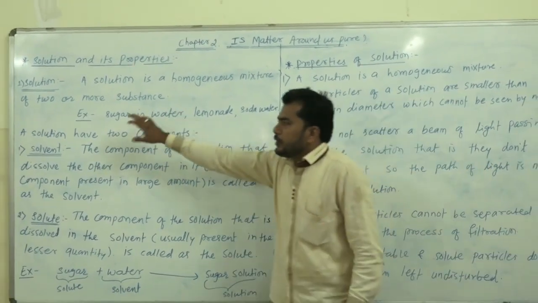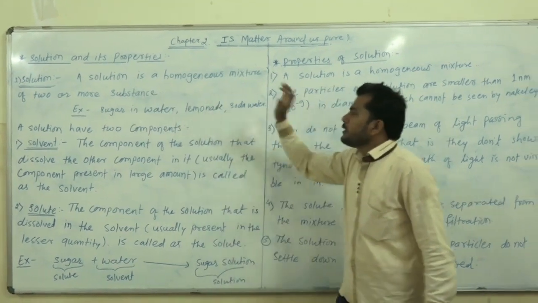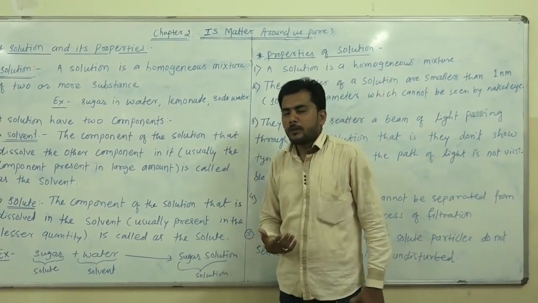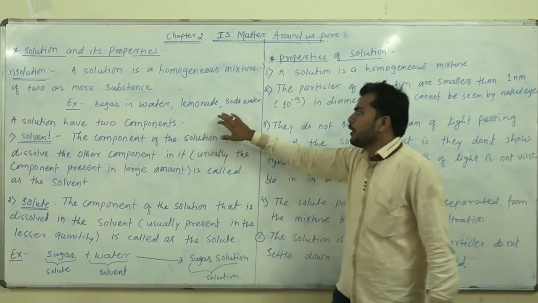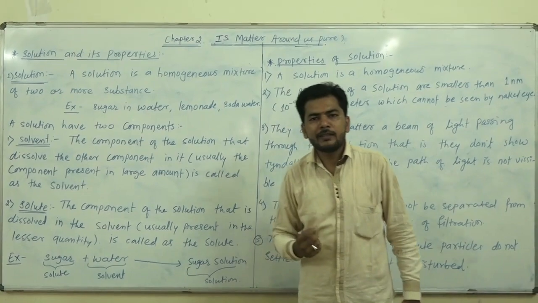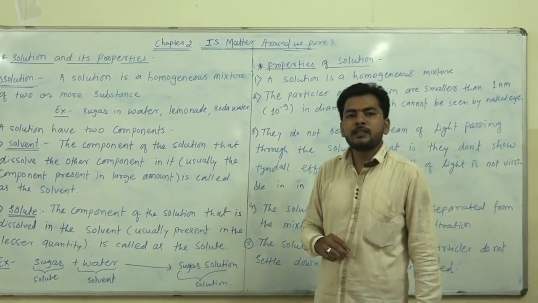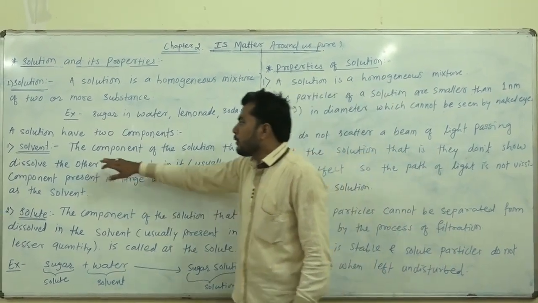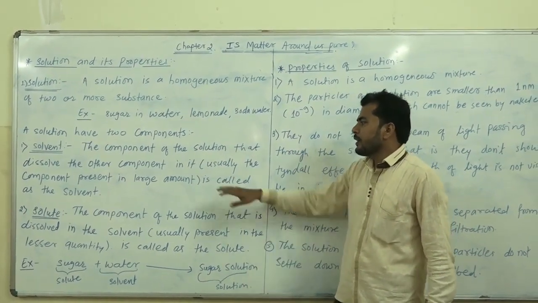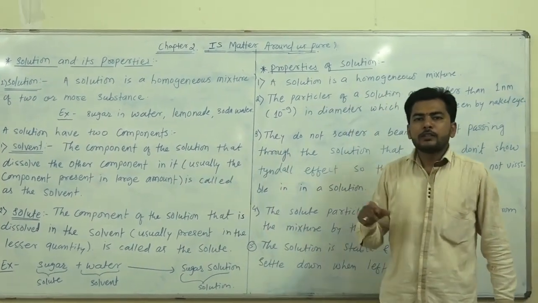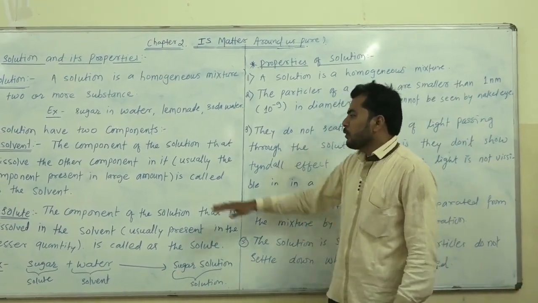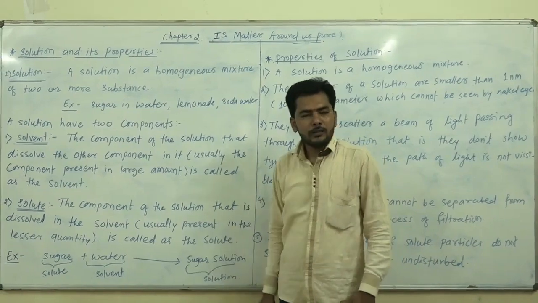And what is a solution? You know that a solution is a homogeneous mixture of two or more substances. For example, we see sugar in water, lemonade, soda water. A solution has two components. One is solvent and another one is solute. What is a solvent? The component of the solution that dissolves the other component in it. And usually the solvent is present in the larger amount.